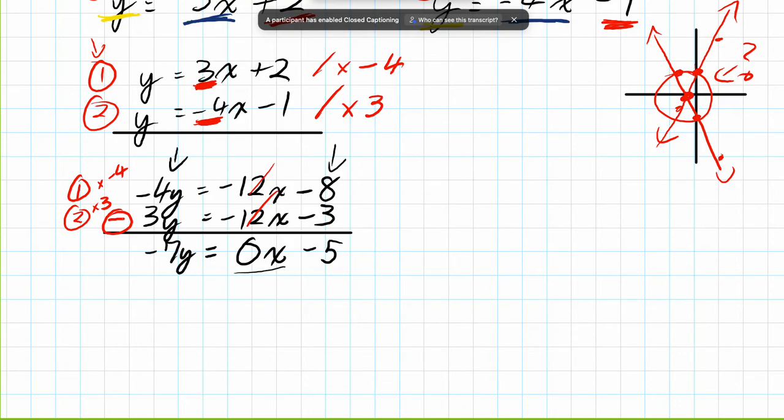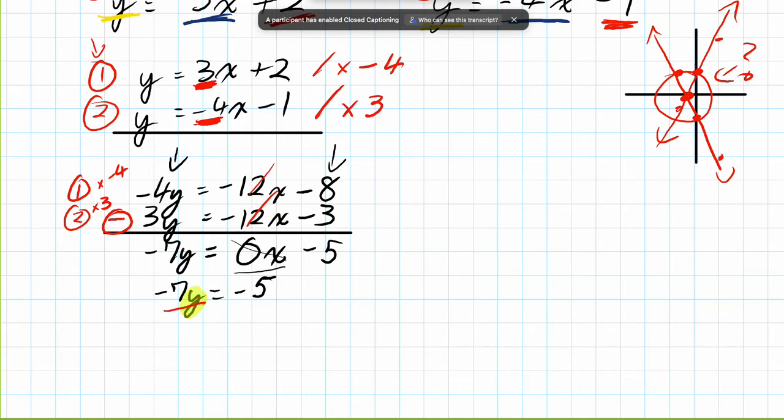Now that x is technically gone, 0 times x is 0. We can just drop it off. So we now have -7y equals -5. This is good. We have one variable, y. So we want to actually just get y all by itself.